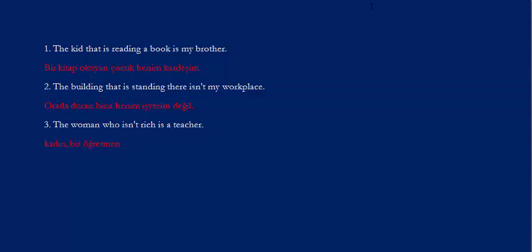And who isn't rich? Rich is zengin. And isn't is the verb to be, right? So olmak. But it's not to be, it's negative. So olmamak. Not to be. Now I'm going to add an or an. And for this it's going to be an, but two vowels, so I'm going to use a y here. Zengin olmayan kadın bir öğretmen. Okay.